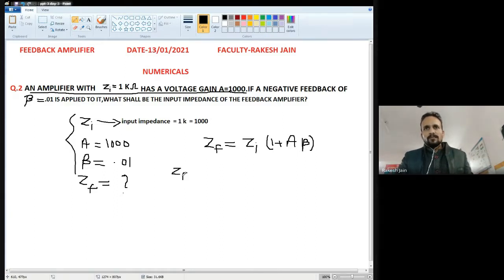So ZF is equal to Zi. Zi is given as 1000. Multiplied by 1 plus A. A is 1000, given. Multiplied by beta. Beta is 0.01, it is given.